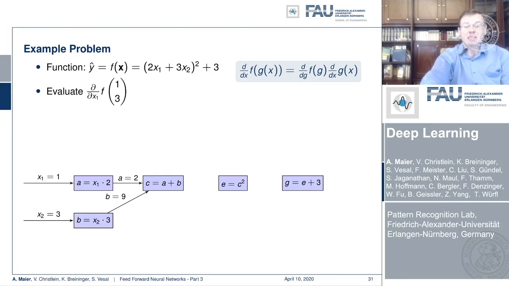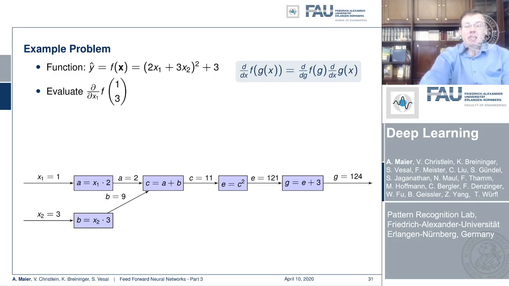This allows us to compute C, that is the sum of the two. C is 11. Then we can compute E from that. That is nothing else than the power of 2 of C. This gives us 121. And now we finally compute G, that is E plus 3. So we end up with 124.